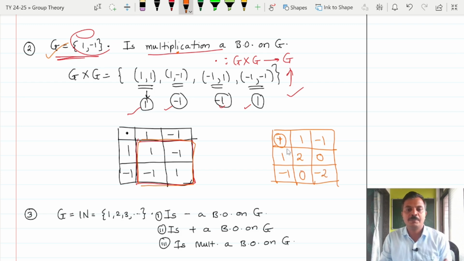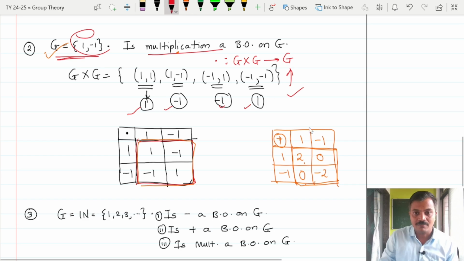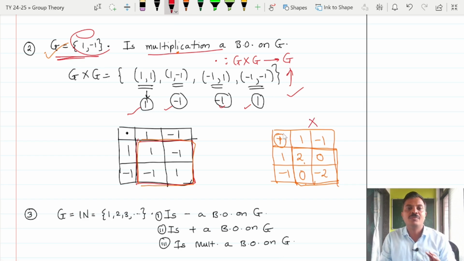So the operation here is plus, and as we can see, the entries in this table are not from the set G, right? Because G has only 1 and minus 1, and here I got 2, 0 and minus 2. So therefore addition is not going to be a binary operation on this set G.